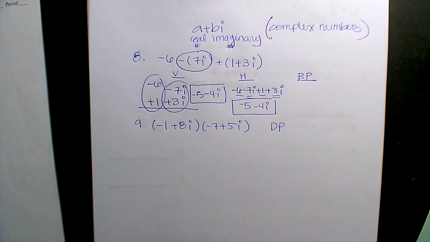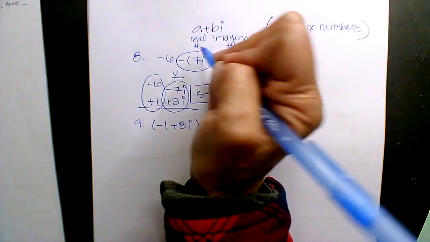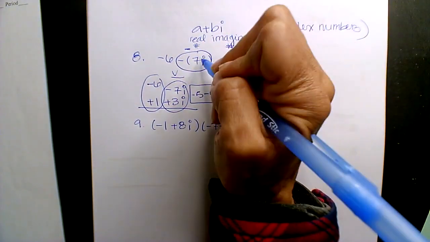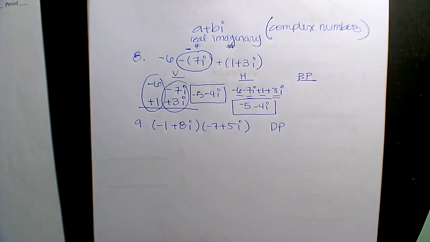Okay? Brain power is just you going through and saying, okay, that's a -7, this is a +1, and you just doing the math while you're looking at it. Okay, so you don't want to do any extra math, you just look through it.